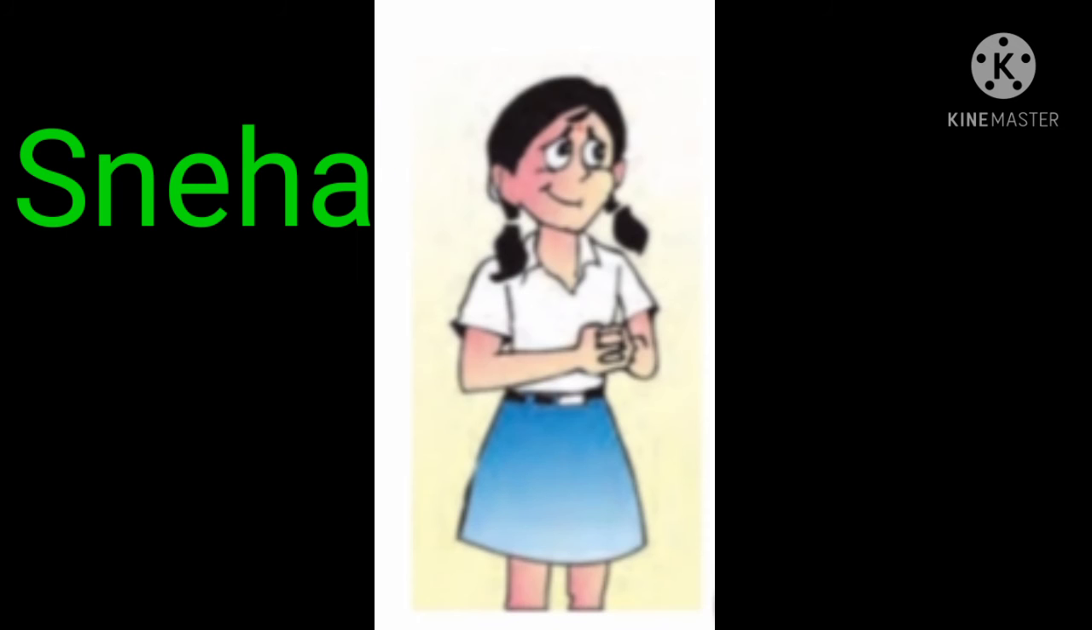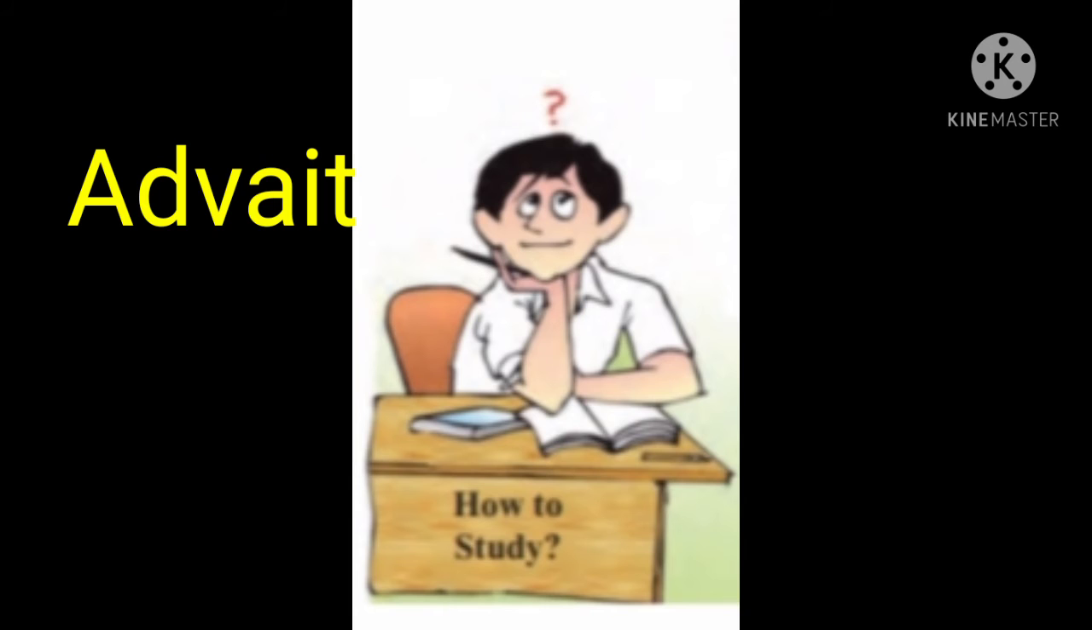Now students, as we know that Sneha is worried. She is giving a facial expression of worry. Can you imagine why she would have given this state of emotion or this expression on her face? Now see the second one. See Advait. He is so tensed up. The main question in front of him is how to study.